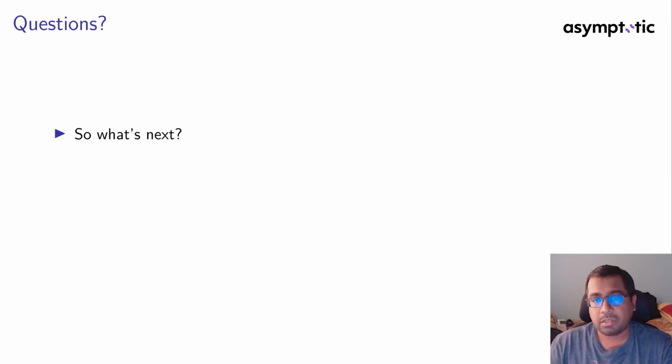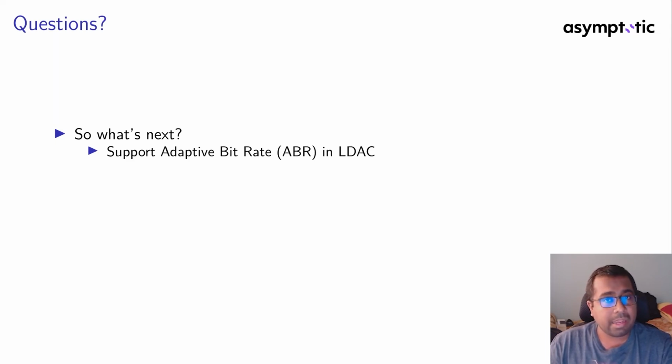Now what next? Once the codec support is available and accepted upstream, what are the things that we would like to have next? Now, LDAC has something known as adaptive bitrate. It allows for changing the bitrate depending on the transmission conditions. We would like to support this.